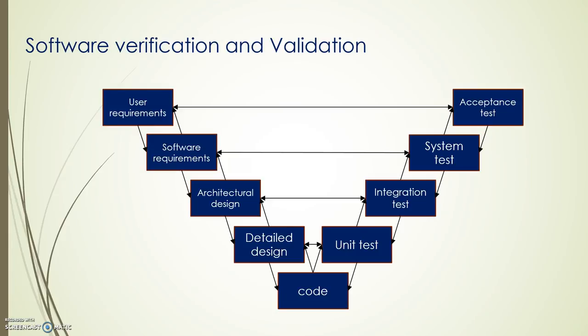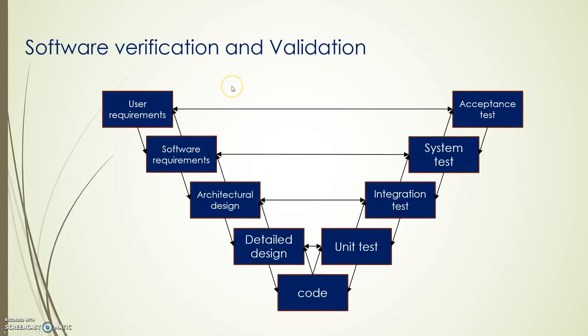Now, the user requirements. This is a V-diagram. User requirements to the acceptance testing, software requirements, system testing, architectural design, the integration test, detailed design, the unit test, and then the code.